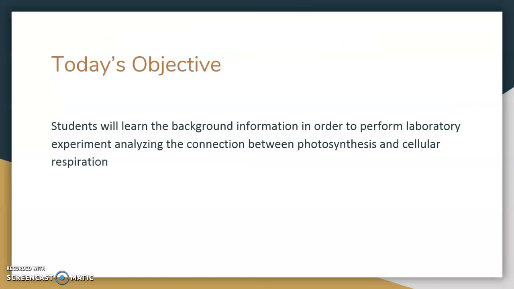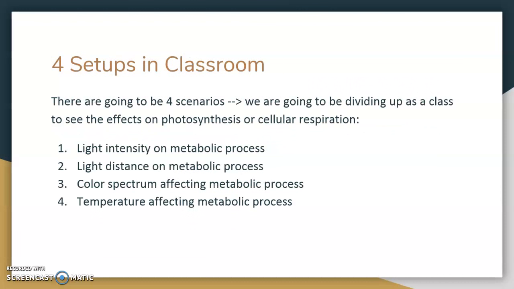So the objective today is that you guys are going to learn the background information in order to perform the laboratory experiment with us, analyzing the connection between photosynthesis and cellular respiration. The four setups that we're going to be analyzing are light intensity on metabolic process. Remember, the metabolic process could be either photosynthesis or cellular respiration or both. Light distance on the metabolic processes, color spectrum affecting the metabolic processes, and temperature affecting the metabolic process.